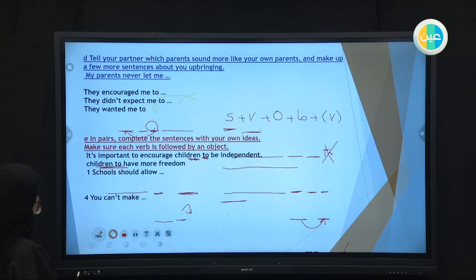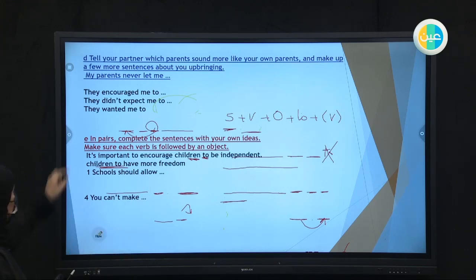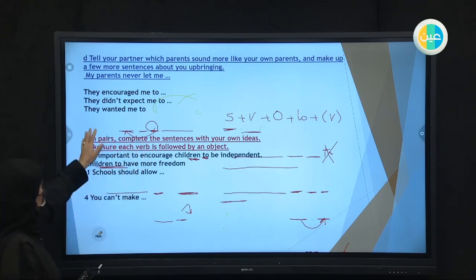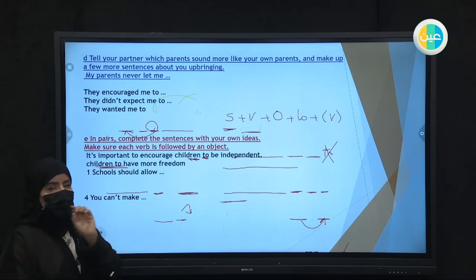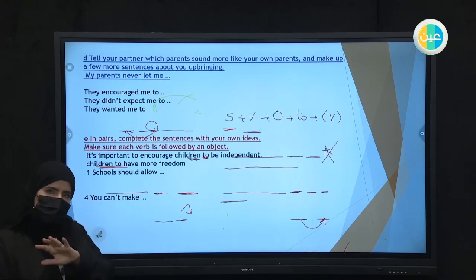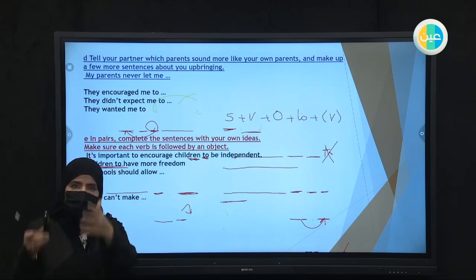Here we have: tell your partner which parents sound more like your own parents, and make up a few more sentences about your upbringing. My parents never let me so and so. They encouraged me to do so and so. They didn't expect me to so and so. They wanted me to. This is your homework. Try. طبعا it's different from a person to another, from a student to another. It's according to your parents.